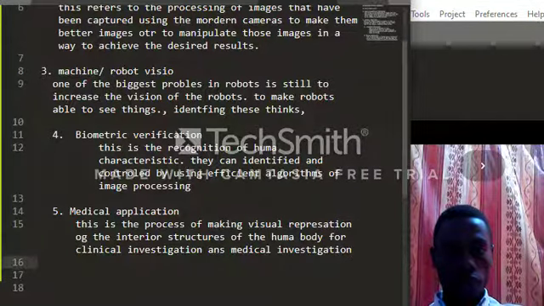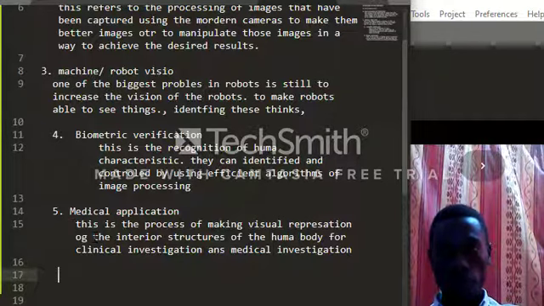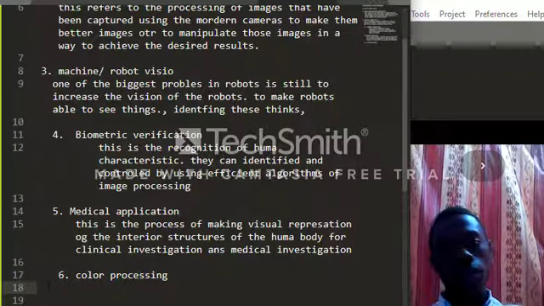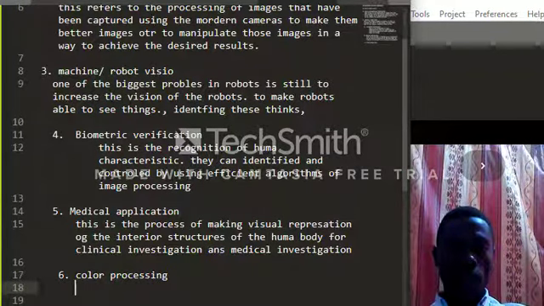So due to lack of time, I'll just outline some of the other applications of image processing. And the sixth one is color processing. Here, image processing can be used. You can develop a system or an application that uses image processing techniques to be able to process different colors.